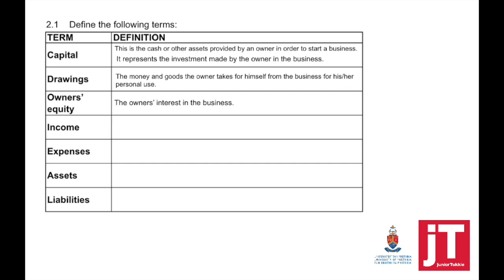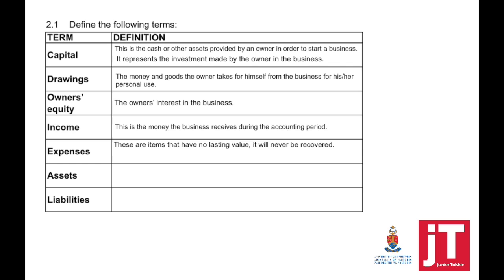When we look at owner's equity, this is the interest that the owner has in the business. Income is the money that the business receives during the accounting period. And when we talk about the accounting period, an accounting period is equivalent to 12 months. It can start from January to December, or it can start on the 1st of March and end, for example, on 28 February. So an accounting period is always equivalent to 12 months.